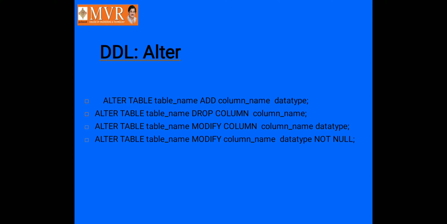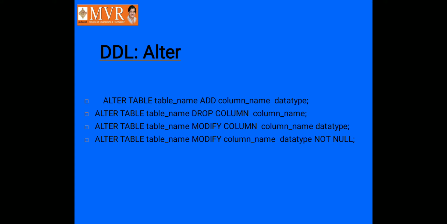Suppose I need to delete a column, we use alter table name drop column name. So the column will be dropped, meaning the table column is deleted. Suppose the column needs to be changed, then you have to use modify. Alter table name modify column name data type. Next, alter table name modify column name data type not null.